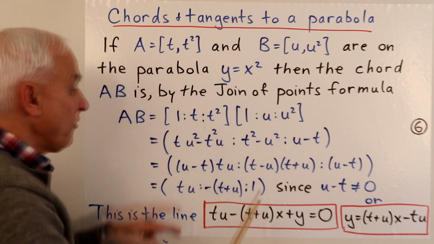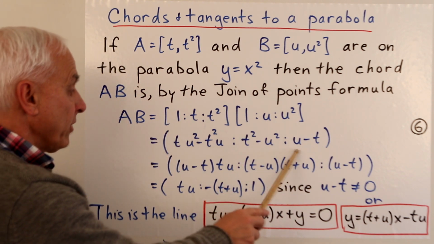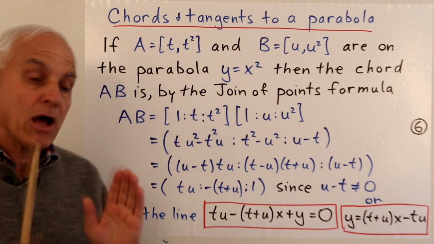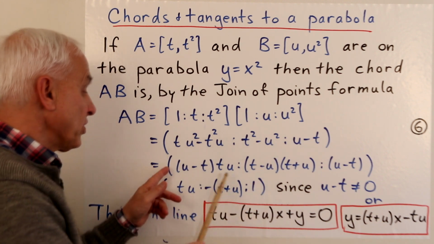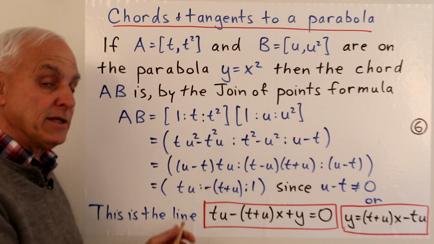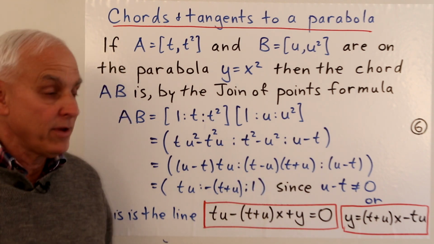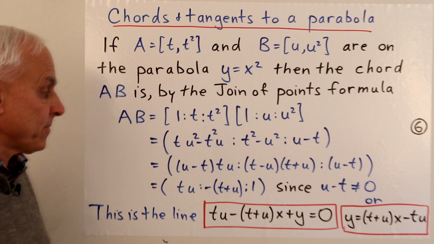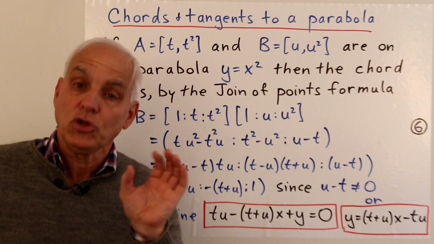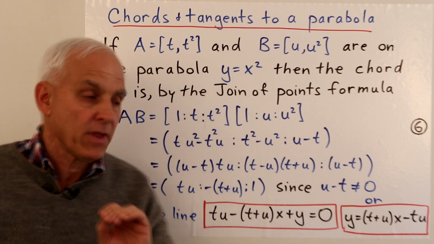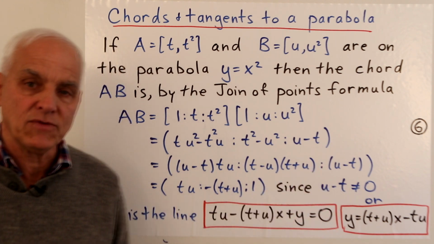And the third entry is given by the first 2 entries, 1 times u minus t times 1, so we get u minus t. Now pleasantly, there's a factor of u minus t in each of these expressions. So we factor the first one as u minus t times tu, the second one is t minus u times t plus u, and the third one is just u minus t. And now, remember we've said that u and t are distinct, so u minus t is non-zero. So we can cancel that common factor that's occurring in each of these terms.